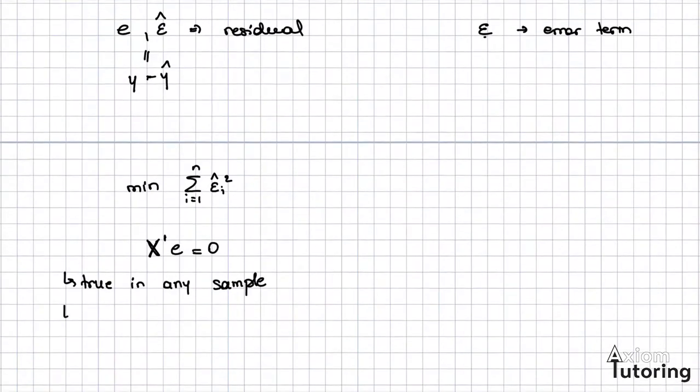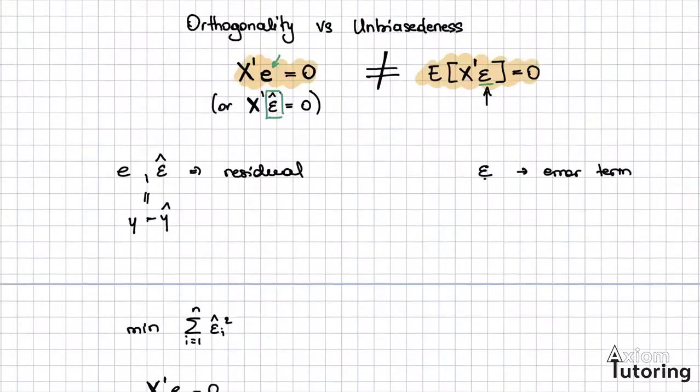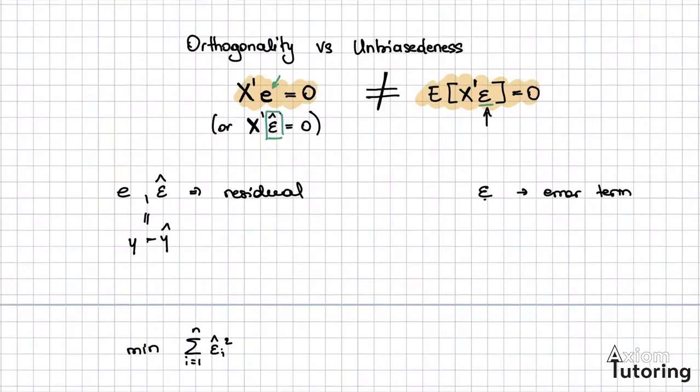It is also what we call a mechanical property of OLS, which means it holds even if your model is misspecified. Keep in mind, OLS is basically constructed to make this happen. So if you see that this is not happening with your data, it means something has gone really wrong with your OLS estimation. Now, what about this second condition that we have here?